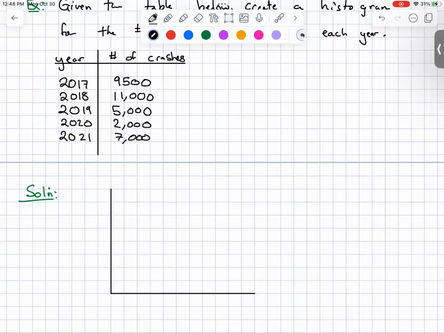So I'm gonna do this in increments of 2,000. But once again, it's your prerogative. If you want to do it every 1,000, you can do that. But I'm gonna make each tick mark 2,000. Got 2,000, 4,000, 6,000, 8,000, 10,000, and 12,000. And that should encompass everybody because the highest value on my chart is 11,000.